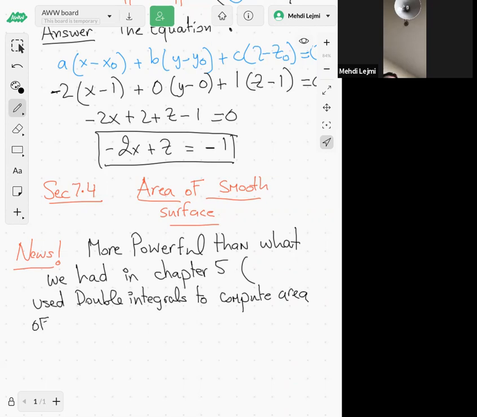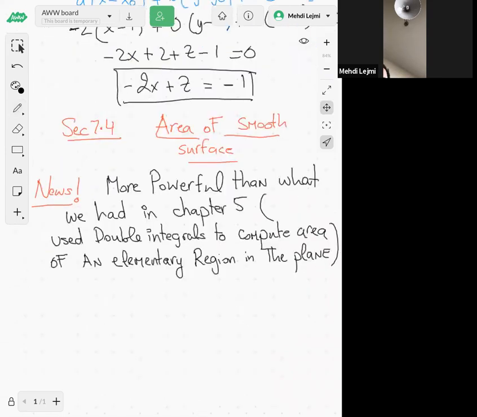But the surface, we said in chapter 5, must be over an elementary region in the plane, right? Okay, but here in this section 7.4, we're going to compute the area of a surface. It doesn't have to be an elementary region in the plane. All we need is that we have this parameterization.